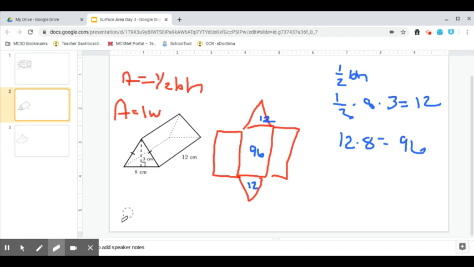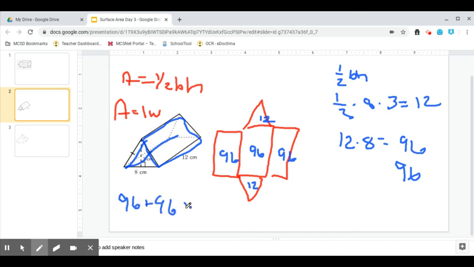Now let's look at the area of this side right here. This right here says the little dashes mean equal to 8. So 8 times 12 is also 96. So that one is 96. I need the one over there. Same thing, it's 12 going that way, and it is 8 going up. So that one is also 96. So to get the surface area, I have 96 plus 96 plus 96 plus 12 plus 12.